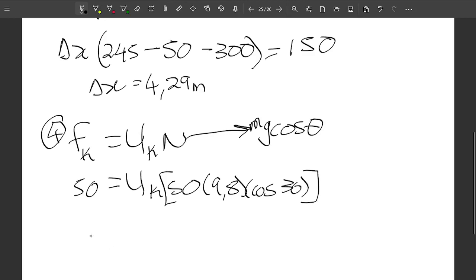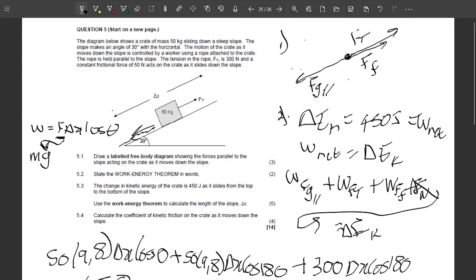Then you do the whole solve, which I'm not going to go into much detail about. You're going to end up with a mu k of 0.12. And remember, the coefficient does not have SI units. I believe that is the last question for this past paper.